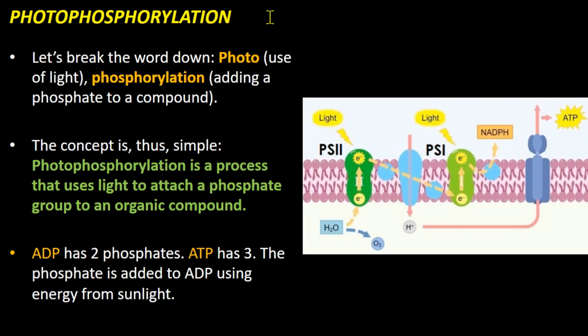Photophosphorylation, that's a big word, so let's break the word down. Photo means use of light. Phosphorylation is the addition of a phosphate to a compound. So the concept is thus simple. Photophosphorylation is a process that uses light to attach a phosphate group to an organic compound. So remember, ADP has 2 phosphates, ATP has 3. So the phosphate is added to ADP using energy from sunlight to turn it into ATP.